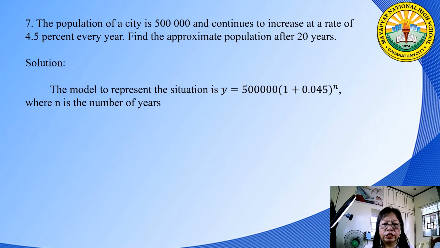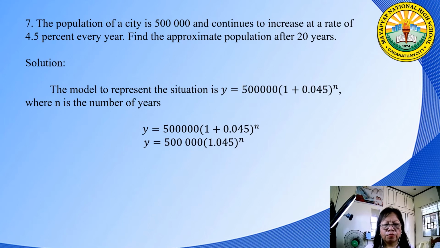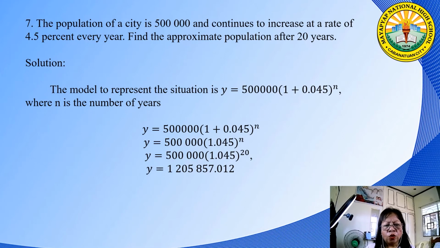So y equals 500,000 multiplied by quantity 1 plus 0.045 raised to n. Then simplify, 500,000 multiplied by 1.045 raised to n, where n is 20. So you replace it. So y equals 500,000 times 1.045 raised to 20, and that is equal to 1,205,857.012. So you can verify that value using a calculator.